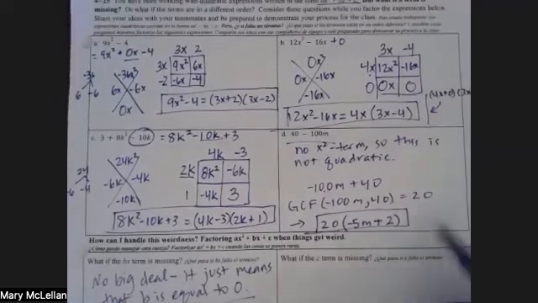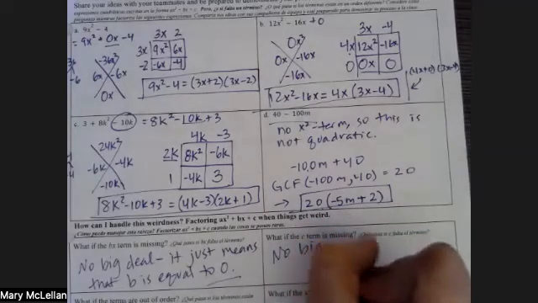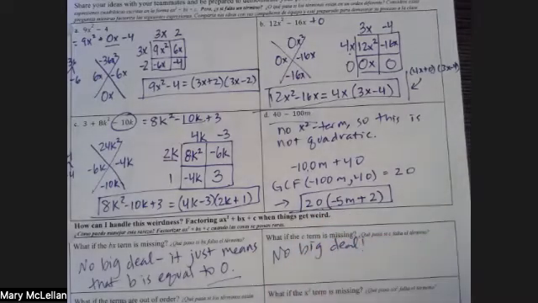Okay, well, what if the c term is missing? As it was in part B. No big deal. It just means that c is 0.